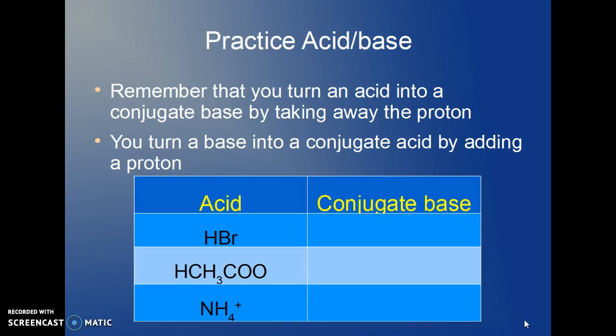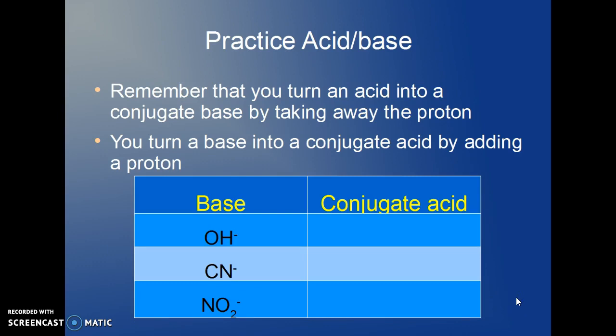So, let's practice. Remember, you turn an acid into a conjugate base by taking away the proton. You turn a base into a conjugate acid by adding a proton. So, for these acids, write the conjugate base. Turn off the video, write your base, and then check your work. There are your answers. Bromide, acetate, and ammonia result from taking a hydrogen ion away.